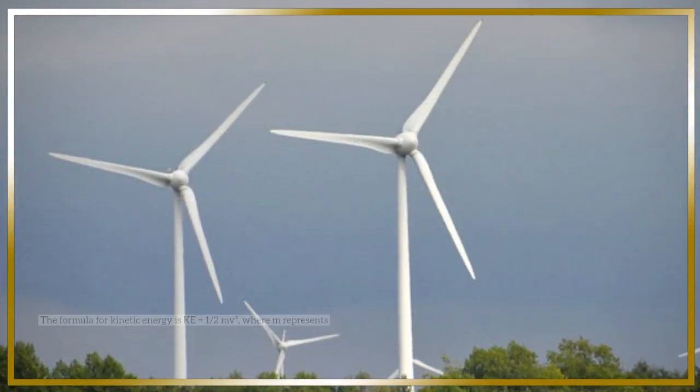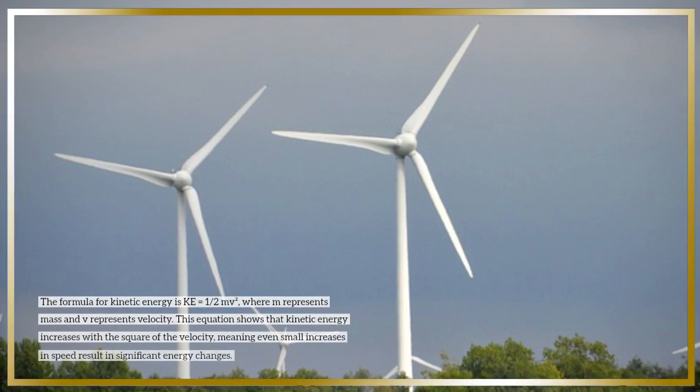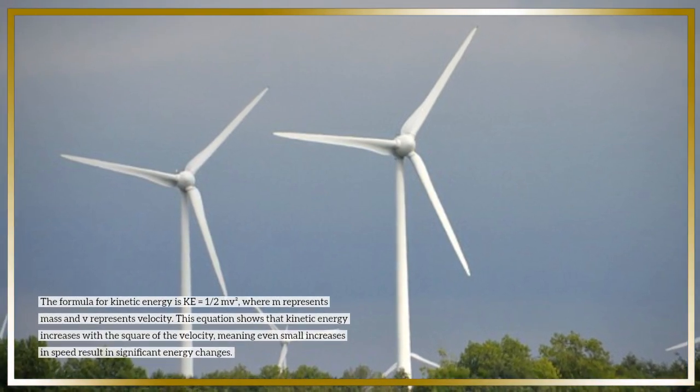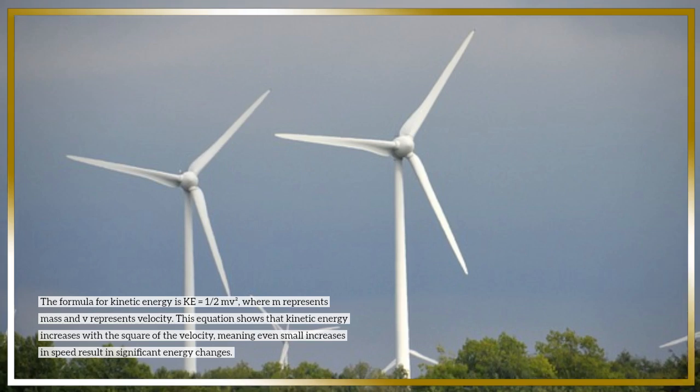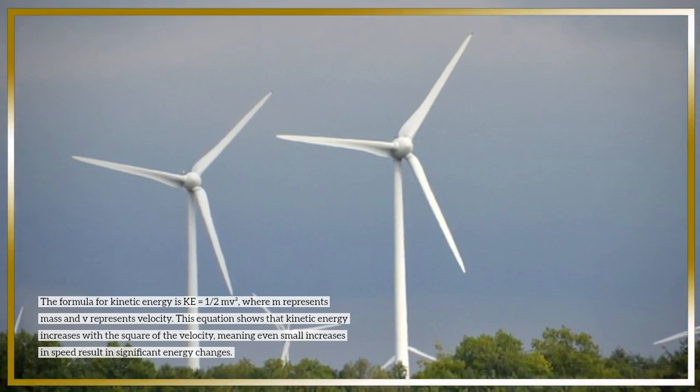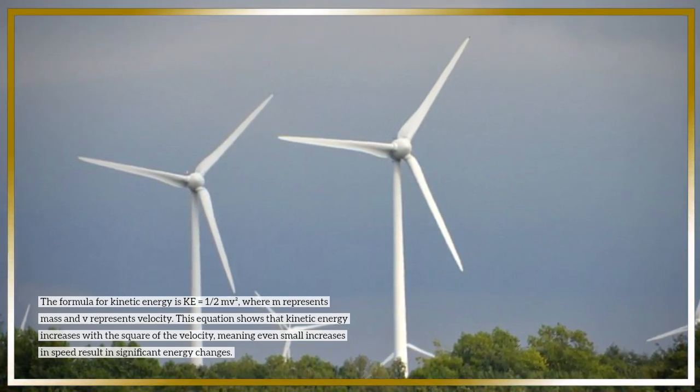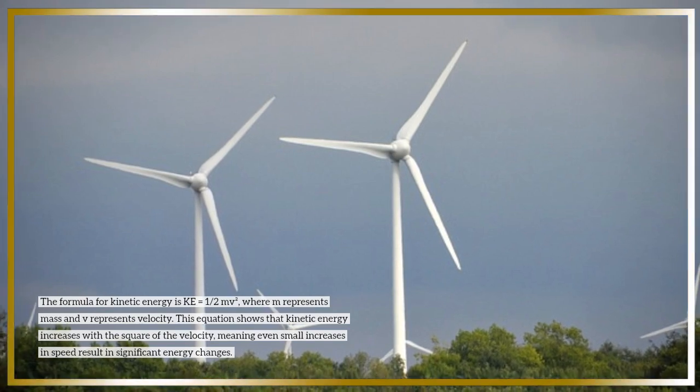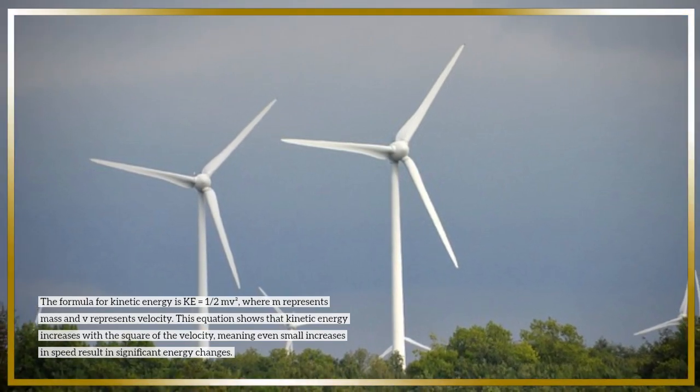Formula for kinetic energy. The formula for kinetic energy is K equals 1/2 mv squared, where m represents mass and v represents velocity. This equation shows that kinetic energy increases with the square of the velocity, meaning even small increases in speed result in significant energy changes.